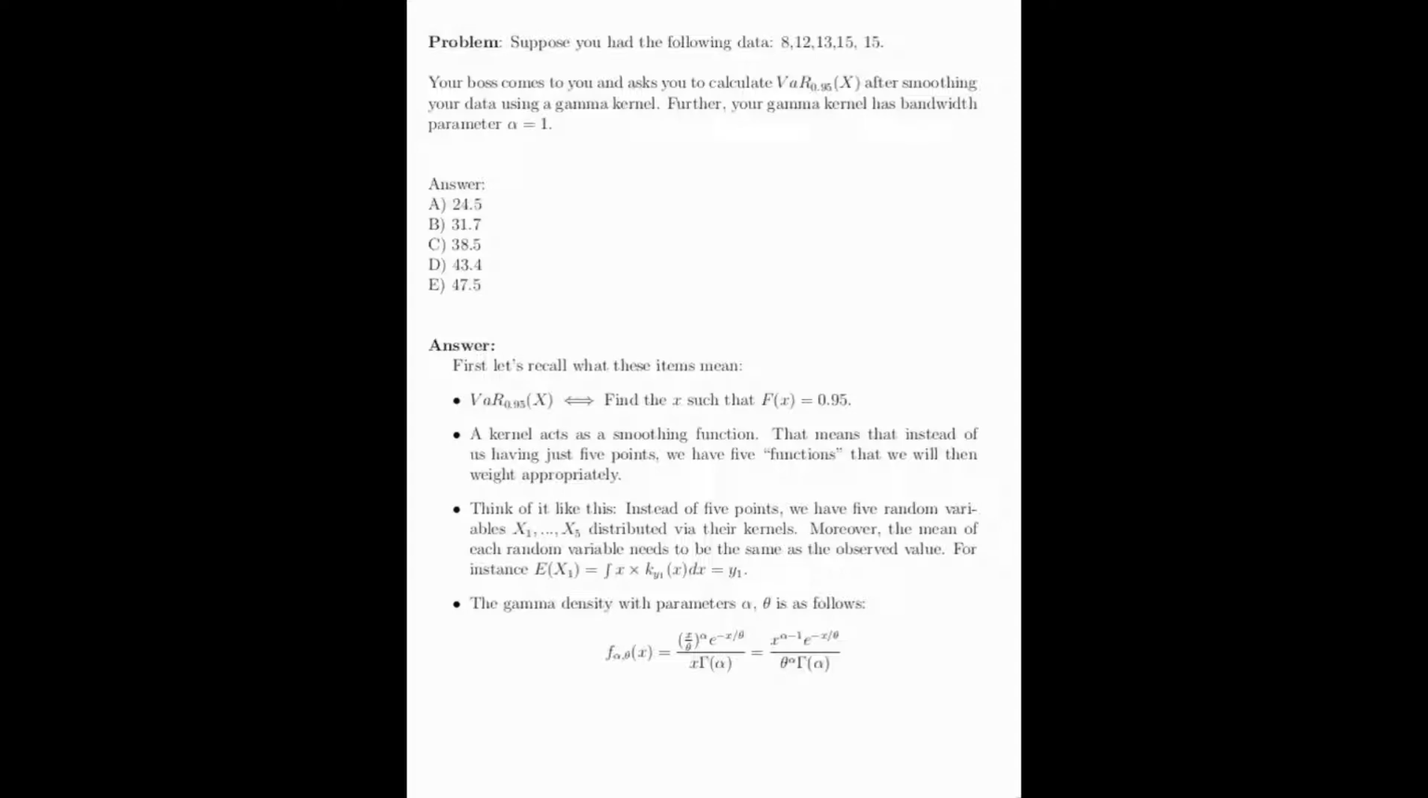Before we get into the nitty-gritty of the problem, let's make sure we first understand all the terms. Value at risk at the 95th percentile just means that we want to find the value x such that F of x is equal to 0.95. So we want this equation to be true, and F of x is just equal to your cumulative distribution function.